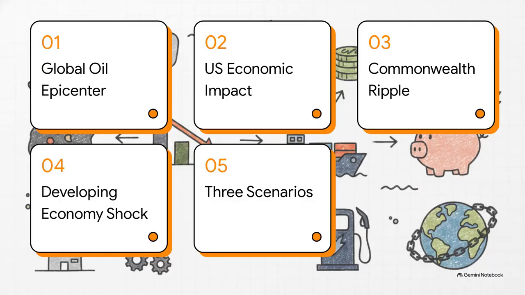To make sense of all of this, we're going to trace this economic ripple effect geographically. Our agenda today covers the global oil epicenter, the U.S. economic impact, the Commonwealth ripple, the developing economy shock, and finally, 3 conflict scenarios. We'll start right at the epicenter and move outward to see exactly how different regions are impacted.